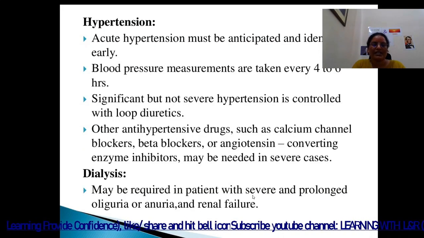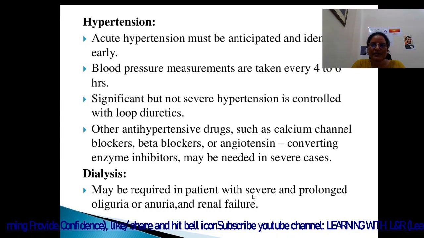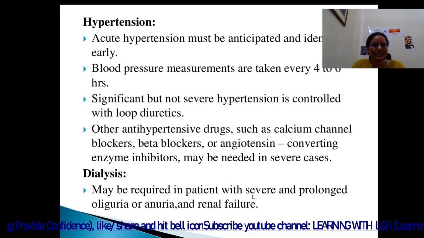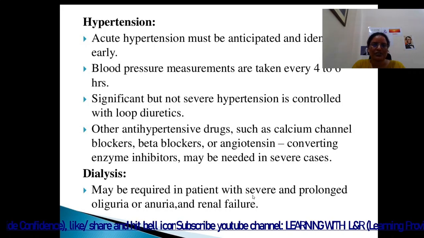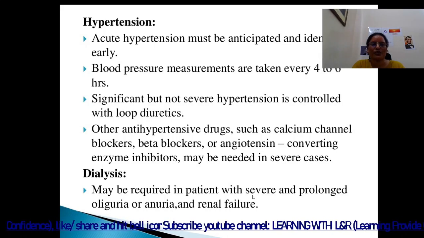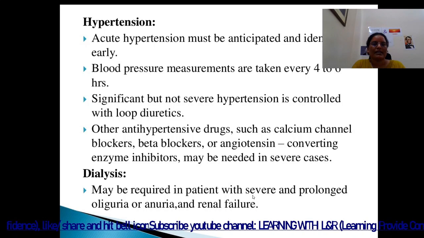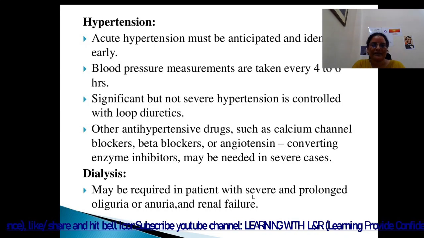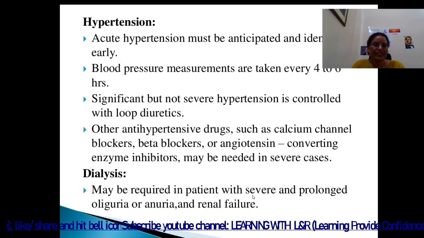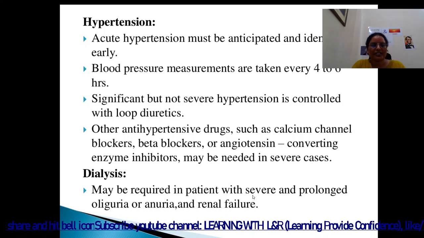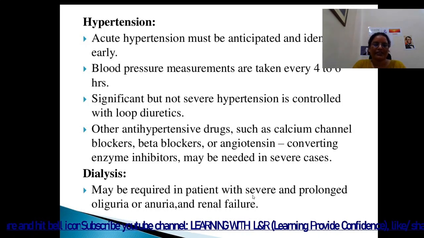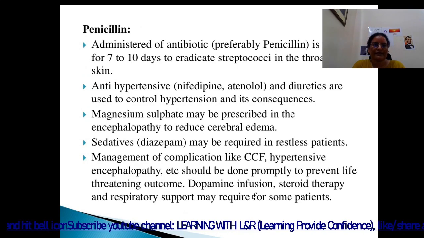Then hypertension. Acute hypertension must be anticipated and identified early. Blood pressure measurements are taken every 4 to 6 hours. Significant but not severe hypertension is controlled with loop diuretics. Other antihypertensive drugs are given to the patient. Dialysis may be required in patients with severe and prolonged oliguria or anuria and renal failure.